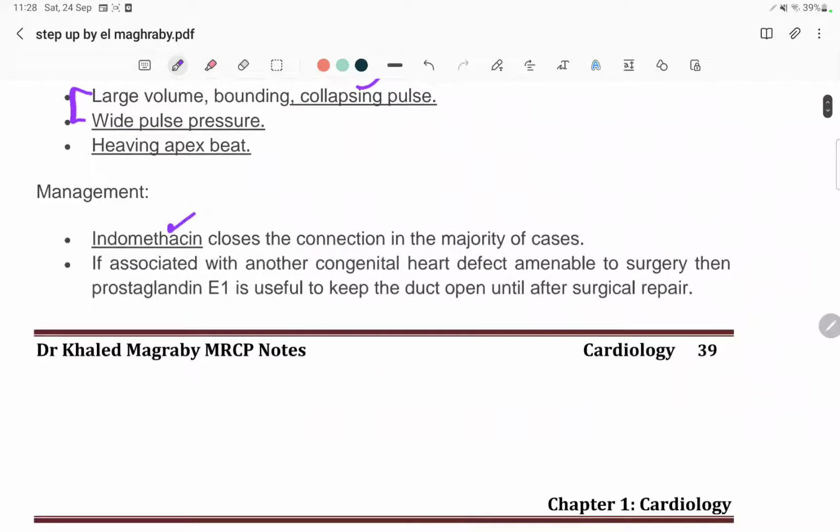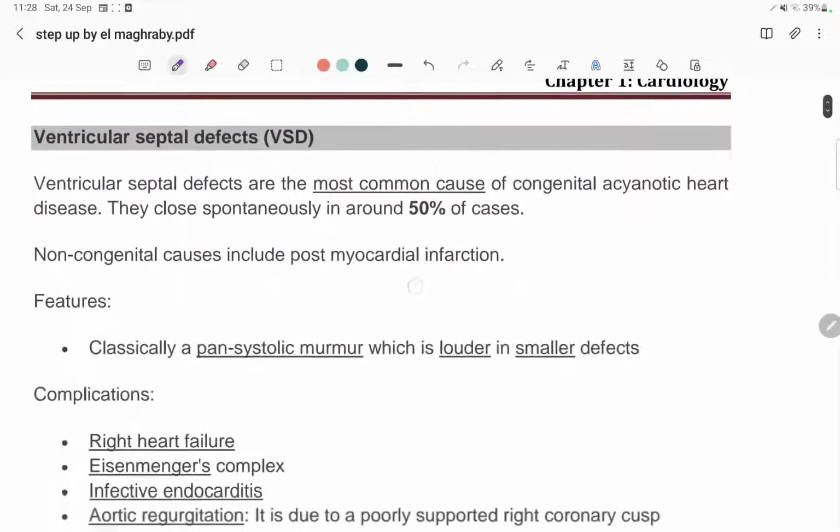Management: indomethacin closes the connection in the majority of cases. If associated with another congenital heart defect amenable to surgery, then prostaglandin E1 is useful to keep the duct open until after surgical repair.